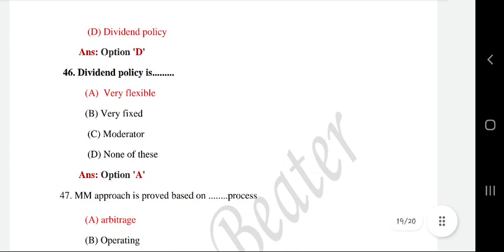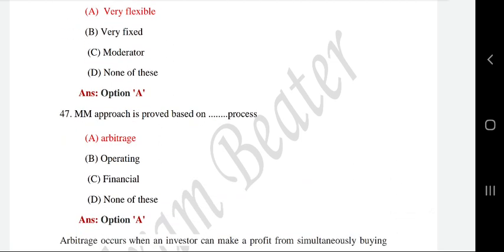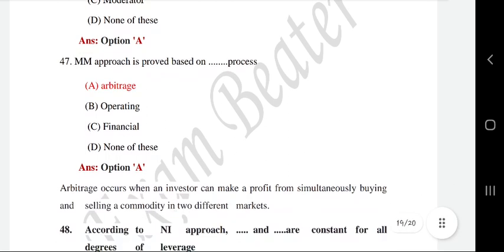Question number 46. Dividend policy is very flexible, very fixed, moderate, none of these. A is the answer, very flexible. The approach is proved based on the dash process, arbitrage. Arbitrage means when an investor can make a profit from simultaneously buying and selling a commodity in two different markets.